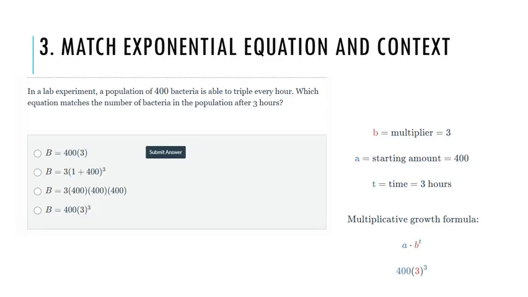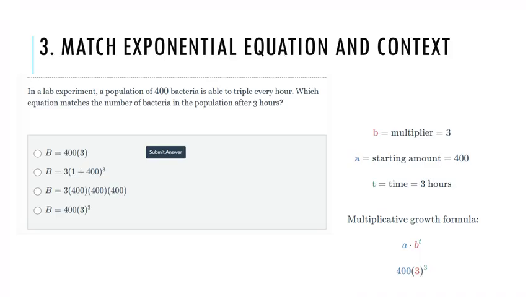Okay, now we're going to use this equation, which is y equals a times b to the t. Now we've got 400. This is going to be your a value. This is what we started with. That is our beginning amount. Our time is going to be 3 hours. Now, what do I do with this triple? It is tripling every hour. As it triples, it's multiplying. So that becomes your b value.